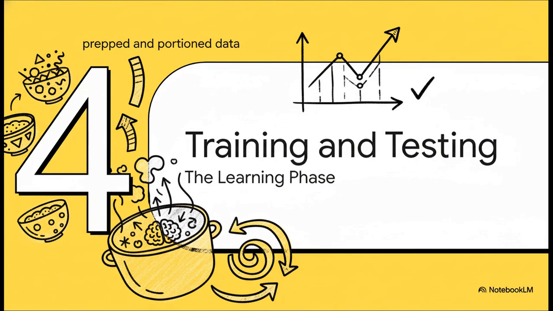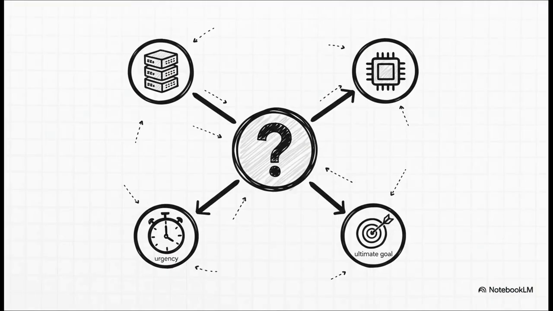Okay, our ingredients are perfectly prepped. Now it's time to actually start cooking. We're moving into the training and testing phase. This is where the model finally gets to sink its teeth into the data we've worked so hard to prepare. A question I hear all the time is, so which algorithm is the best one? And the answer is always, well, it depends. There's no silver bullet. The right choice isn't about finding the most complicated, fancy algorithm. It's about finding the one that's the right tool for the job. The one that fits your data, your computer power, your deadline, and what you're actually trying to do.